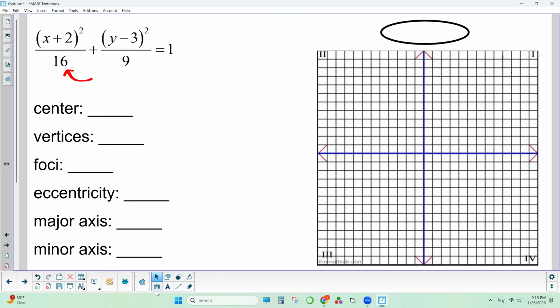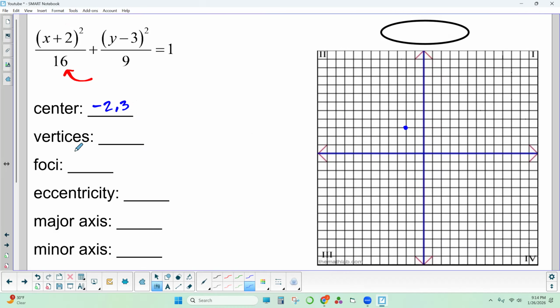All right. Now, the center of our ellipse is right here, (h, k). So that will be (-2, 3). So I'll come over to the graph and graph that. (-2, 3). There's our center.